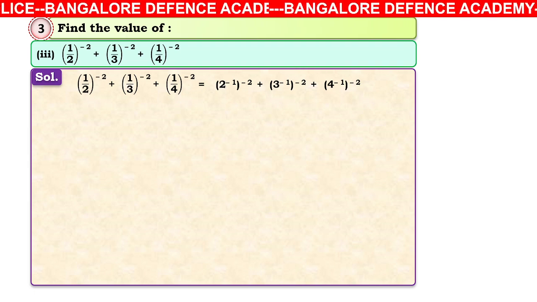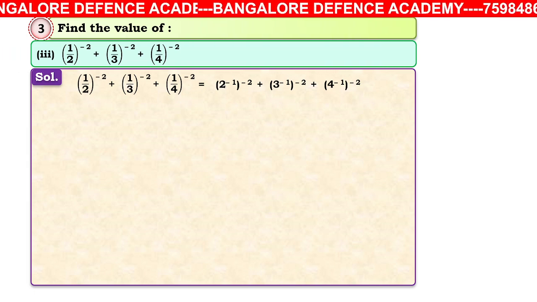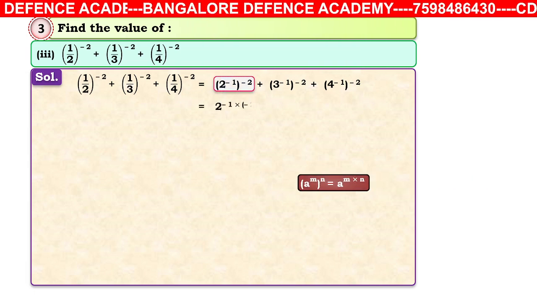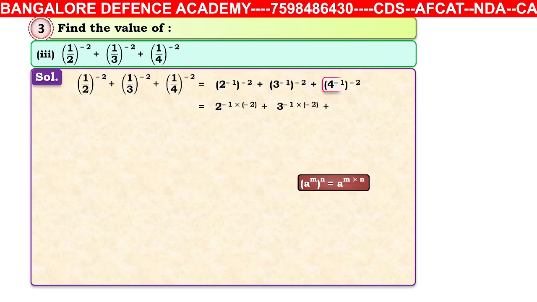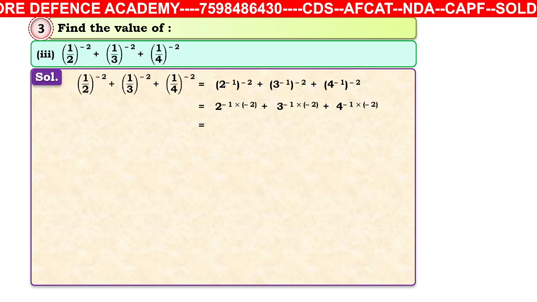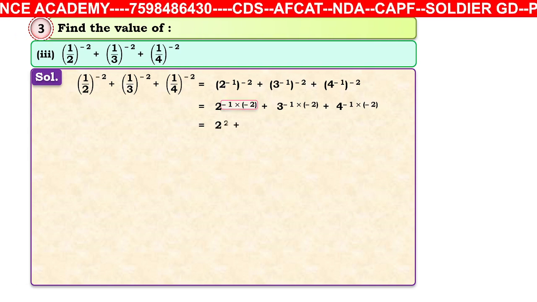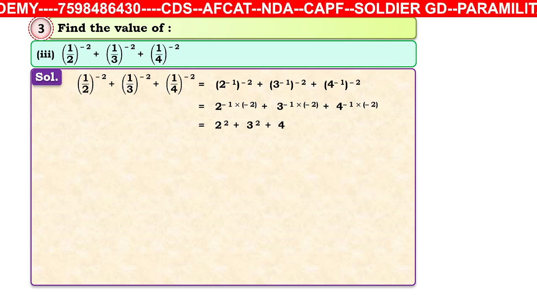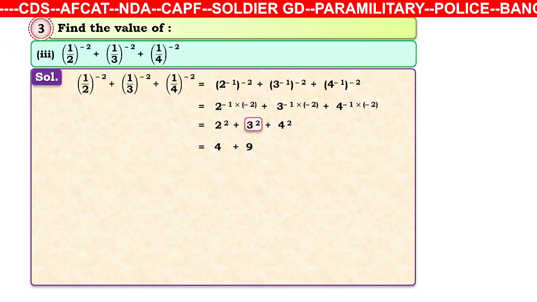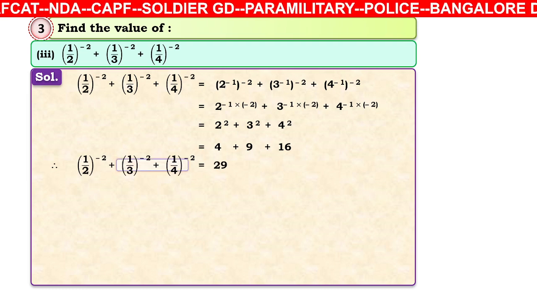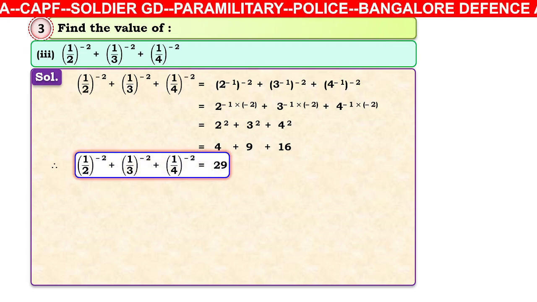Now if you just multiply the values, minus 1 into 2, then you have 3 into minus 1 into minus 2, again minus 1 into minus 2, you get all positive values. You get 2 square plus 3 square plus 4 square. So what happens if you add all these values, that is 4 plus 9 plus 16, you get 29. Okay, so this is the answer.